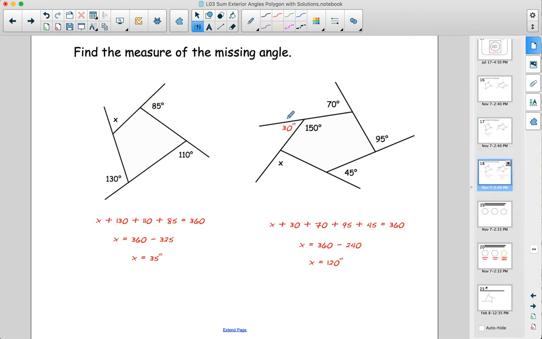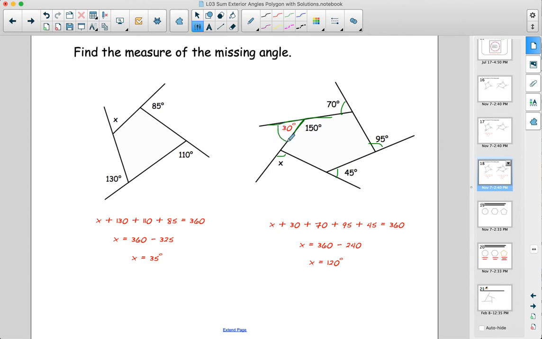So I'm going to start, I need the measure of this exterior angle. That's a straight angle right there. So I do know that this angle plus 150 needs to be 180. And 30 plus 150 is 180, or alternately 180 minus 150 is 30. So that's 30. Again, you should convince yourself that each of these is an exterior angle because each one was created by a side of the polygon and an extension of a side of the polygon.